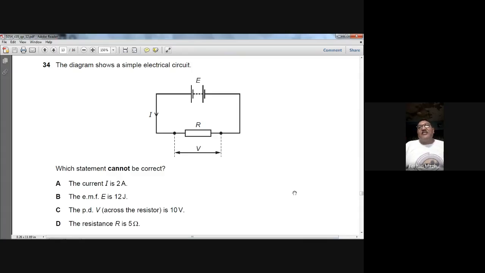C is the potential difference across the resistance 10 volt. That is possible. The resistance R is 5 ohm. That is also possible. Only B is the wrong statement. So it's a question of which statement cannot be correct. So B cannot be correct. EMF cannot be 12 joules. The unit is wrong. B is the answer.